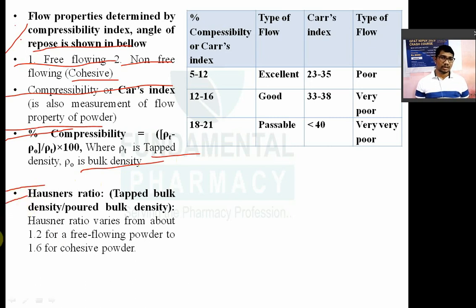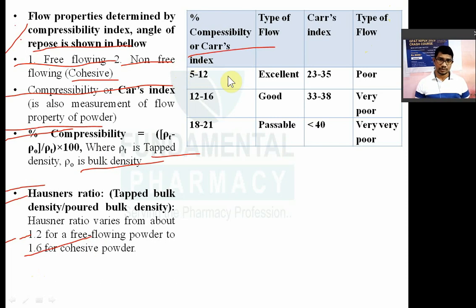Hausner's ratio again is the parameter for flow properties, and it will range from 1.2, which is for free flowing powder, to 1.6, which is for cohesive powder. Now you can see over here. Now Carr's index, or percent compressibility, or simply Carr's index.